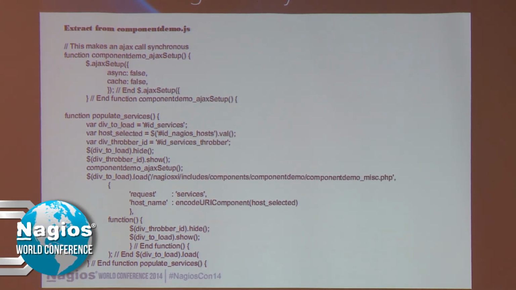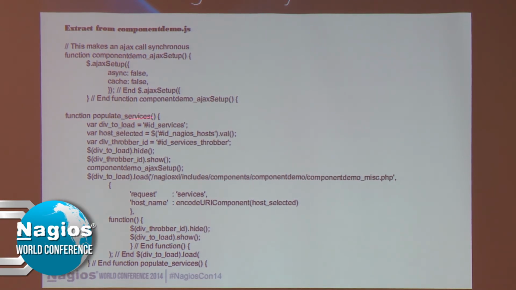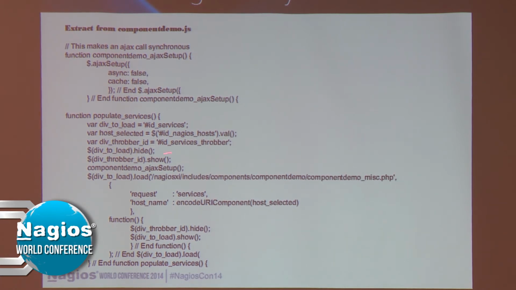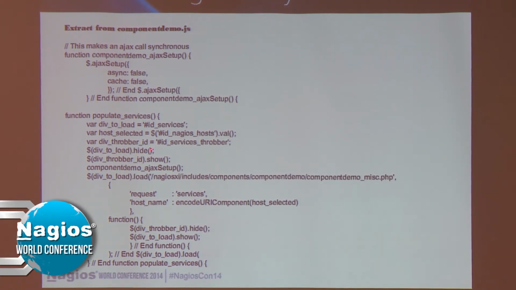Then when you click the button to say I want to get all the services for the host, it's very much the same thing. This is the common function I had before, and in this case, I've got the function to populate the services. I've got the div we're going to load, the host we need to know the value of, and the name of the throbber div for the services. So we hide the div that's going to show all the information, we show the throbber, and we call this common function.